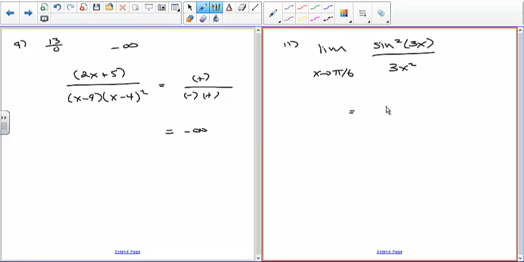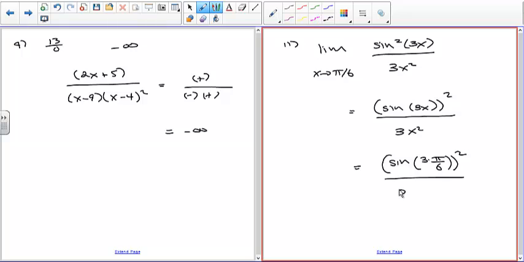So what we're doing here, when you have the sine squared of x, it's really the sine of this thing squared. So that's how I'm going to do it. I'm just going to rewrite it as that. And then I just plug in x, so you get the sine of 3 times pi over 6 quantity squared divided by 3 times pi over 6 squared.